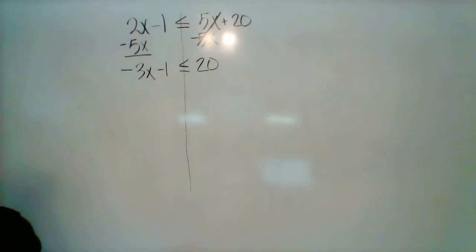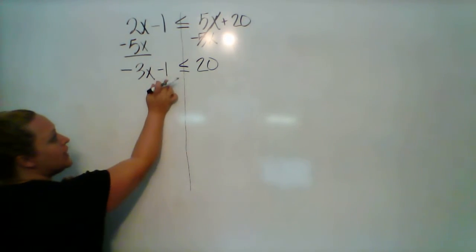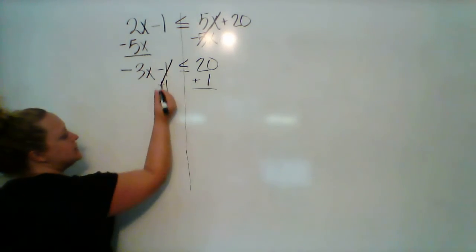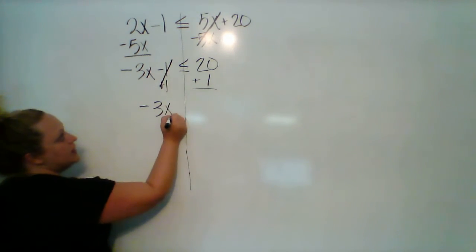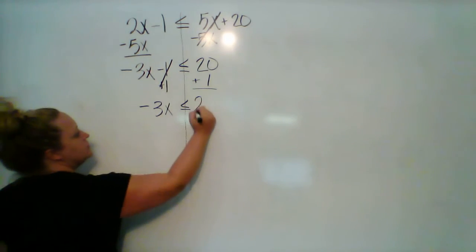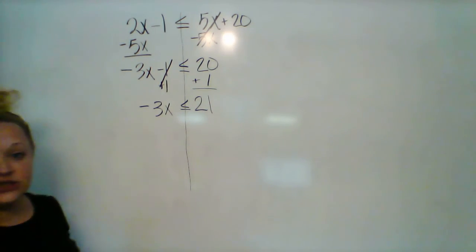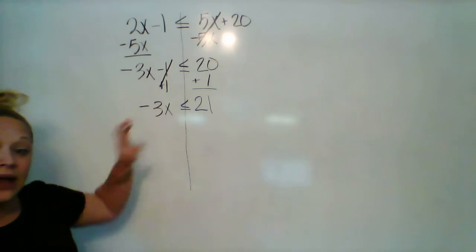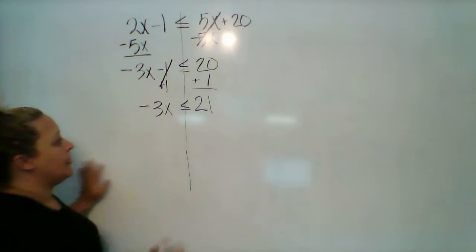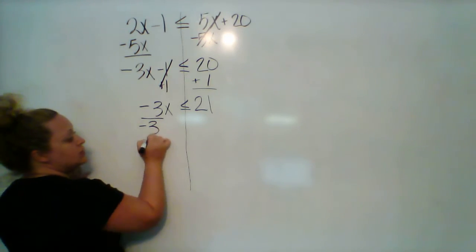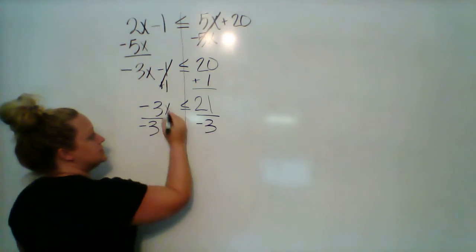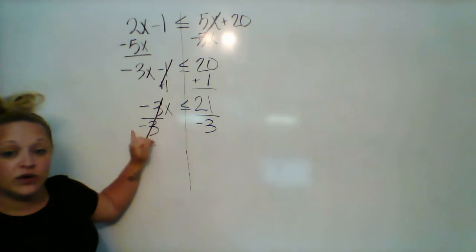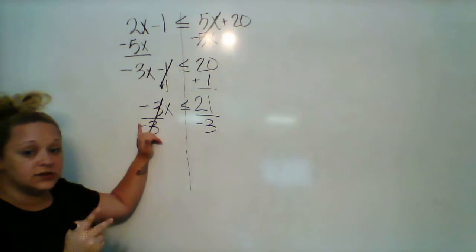So now it's a normal 2-step equation. We got to get rid of a -1 by adding 1. Cancel. -3x is less than or equal to 21. Still super easy. Okay, so now we know that we're going to have to divide by a -3. So this is where that little trick comes in that we talked about in class. Okay? There's 2 times that you flip a symbol. When you divide by a negative or when you multiply by a negative.